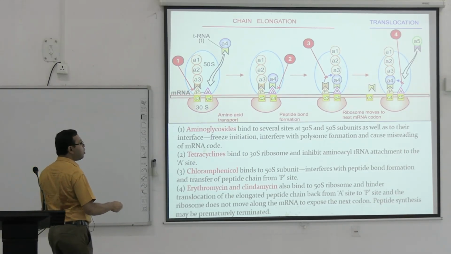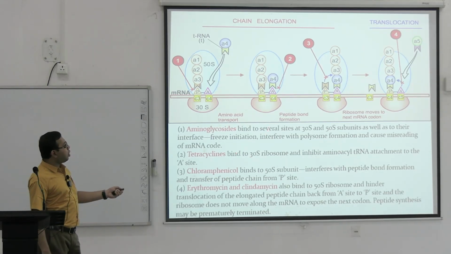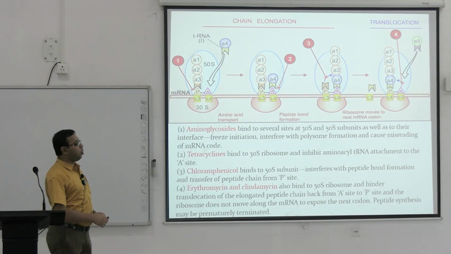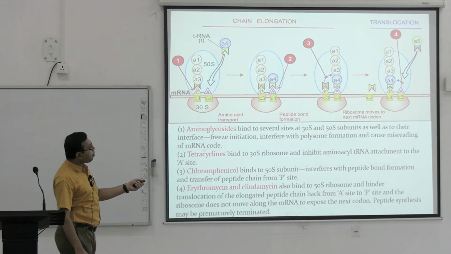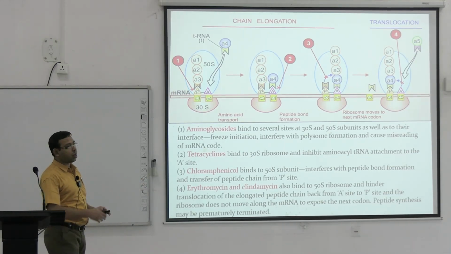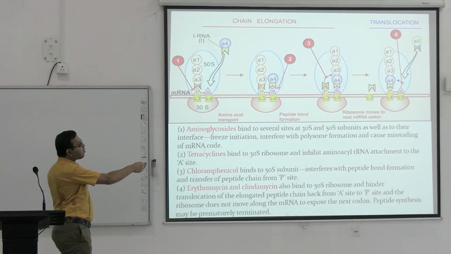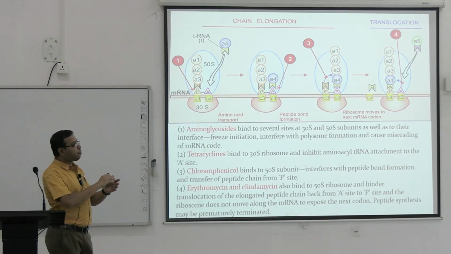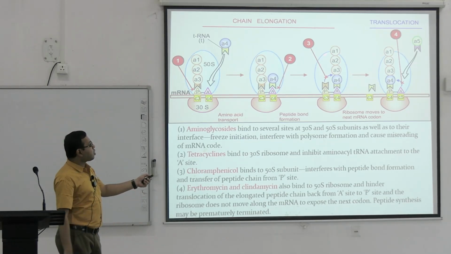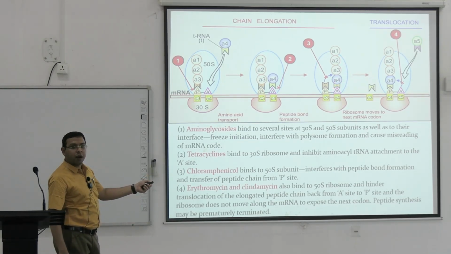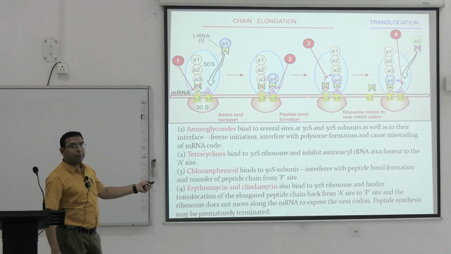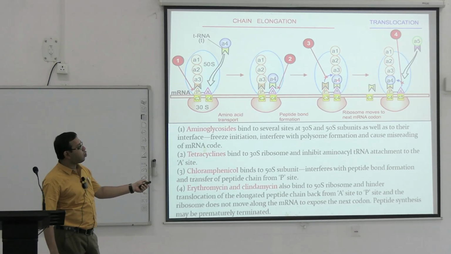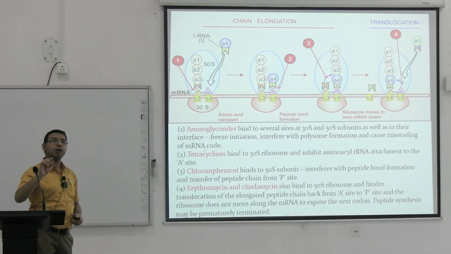Similarly, after tetracycline, we will read about chloramphenicol. Chloramphenicol acts on the 50S ribosomal subunit. They interfere with the transfer of the peptide chain from the P site, that is the peptidyl site, to the acceptor site. At this stage, the peptide chain which is present on the peptidyl site has to be transferred onto the new amino acid carried by the aminoacyl tRNA. So this transfer of the peptide chain from the peptidyl site to the acceptor site is blocked by chloramphenicol. This is another antibiotic, chloramphenicol.